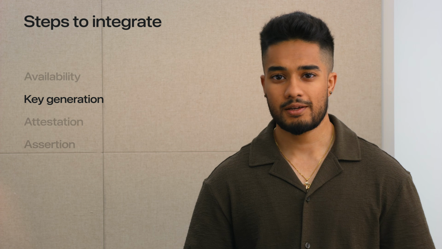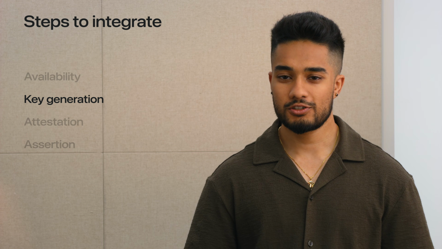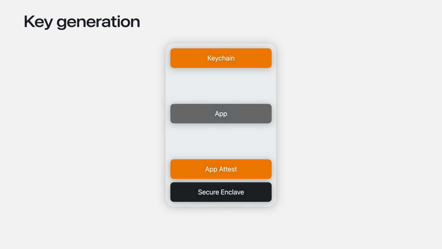Moving on to the first step in the App Attest workflow, which is generating a key ID. Your app starts off by calling App Attest to generate a key ID. App Attest creates a secure enclave-bound key pair on behalf of the app, where the private key resides in the secure enclave. App Attest returns a hash of the public key to your app. Your app then stores the key ID in the keychain.